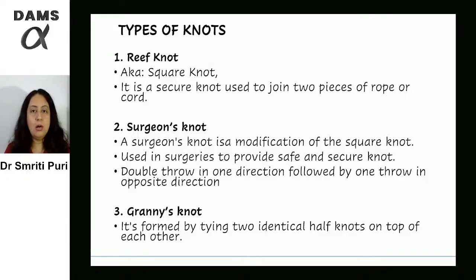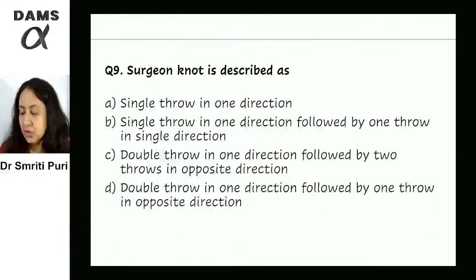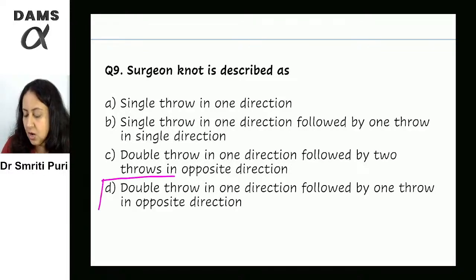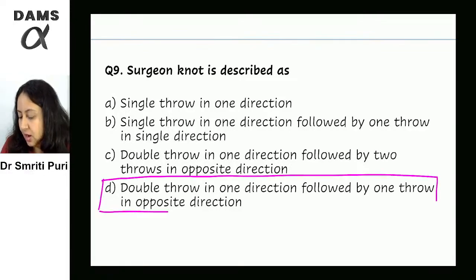If some of you know stitching, or if you have ever stitched a button, in the end when you are completing your stitching of the button or a cloth, what do you do when you have to tie the knot? You tie 2-3 knots on top of each other, so that the thread remains secure. That is known as a granny's knot. Please keep this in mind. So a surgeon's knot is double throw in one direction followed by one throw in opposite direction. This is the correct answer.